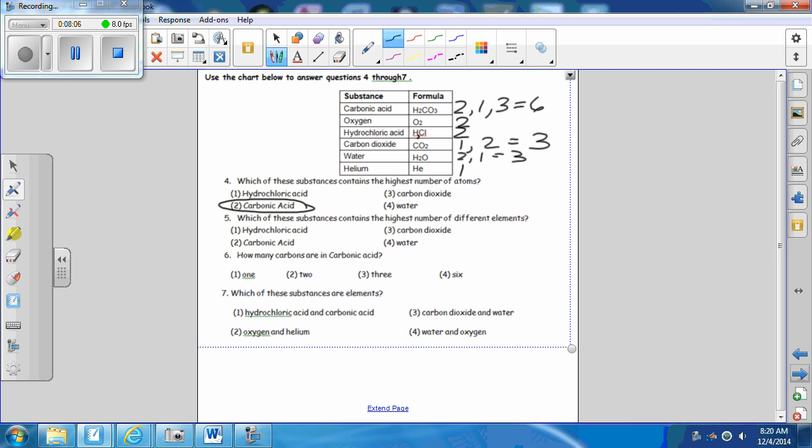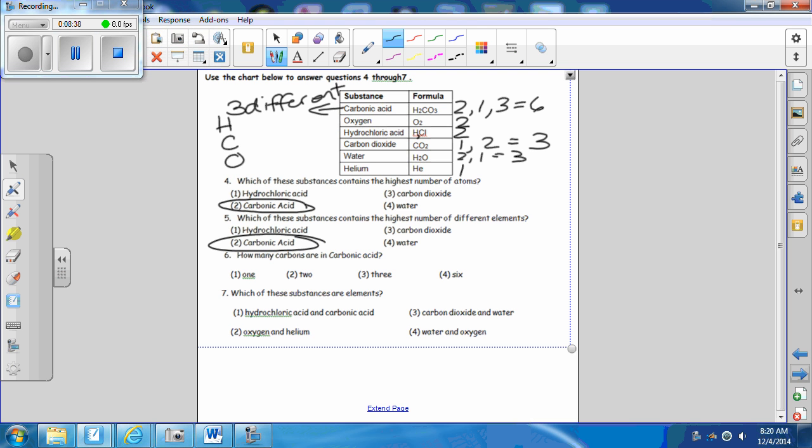Which of these has the highest number of different elements? Highest number of different elements, Mr. Stevenson. How do you know that? Excellent. So there are 3 different elements in carbonic acid. So if you got this one wrong, you're writing it has 3 different elements. It has hydrogen, carbon, and oxygen, and write the words out. Good job. How many carbons are in carbonic acid?